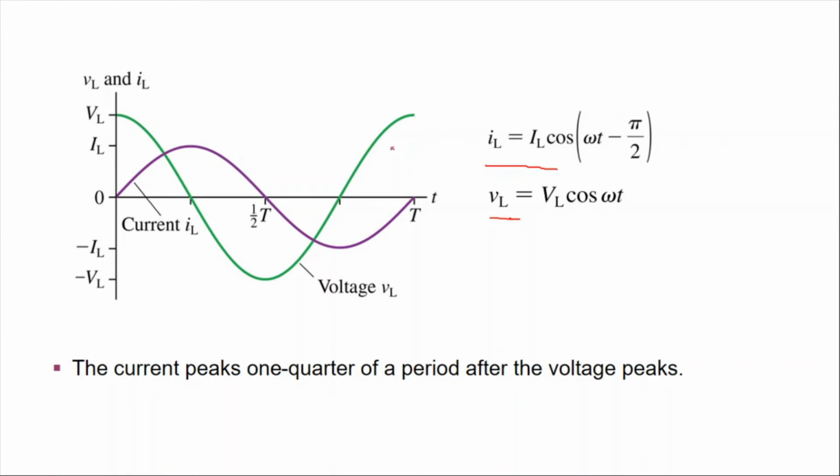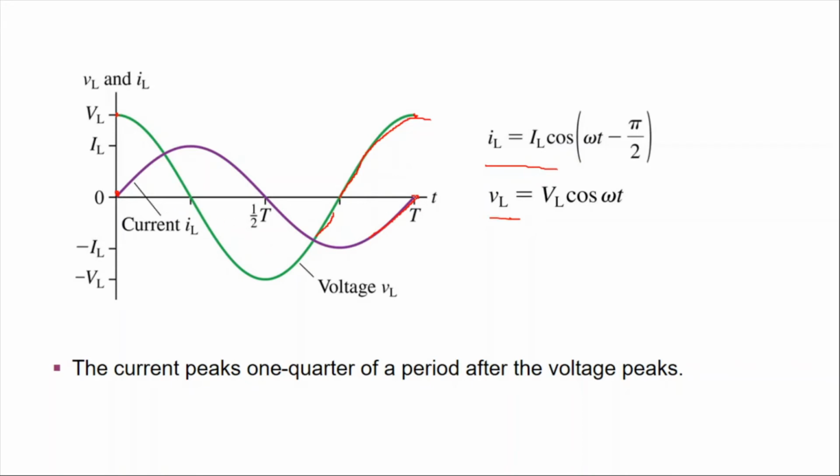Here are their graphs. As you see from here, for example, when the voltage is rising from 0 to a maximum value, the current is going from a negative value to a 0 value. Or let's look here: as the voltage is at a maximum value, it decreases to a 0 value, and now the current starts to increase to a maximum value. As you see, there is a phase difference between them, which is a quarter of a period.